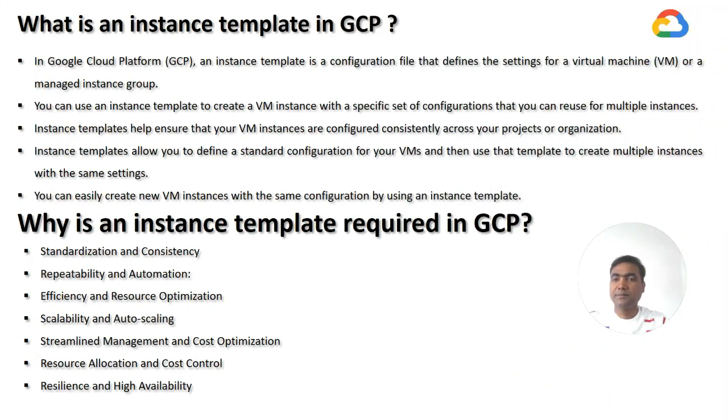Guys, as you can see here, what is an instance template in Google Cloud Platform? In Google Cloud Platform, an instance template is a configuration file that defines the settings for a virtual machine or managed instance group. It serves as a blueprint for creating multiple instances with the same configuration. You can use an instance template to create a VM instance with a specific set of configuration that you can reuse for multiple instances. Instance templates are useful for creating consistent and repeatable deployments in Google Cloud Platform.